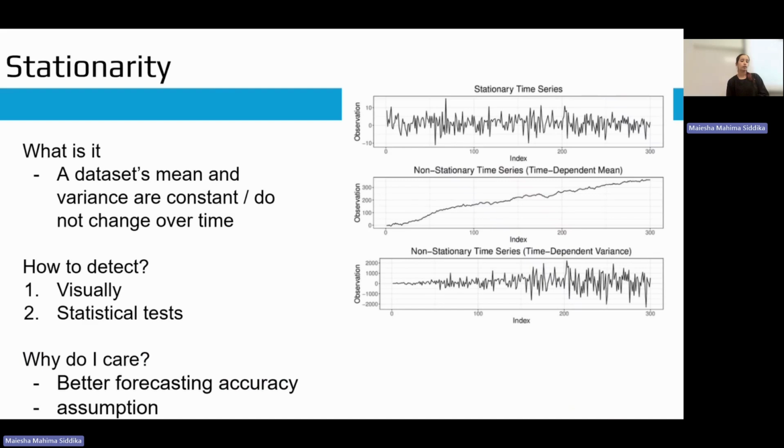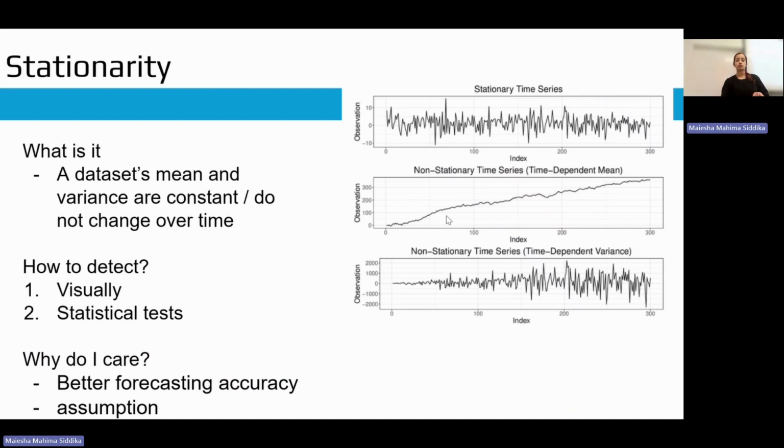Stationarity. So what is stationarity? This basically means when a dataset's mean and variance are constant and do not change over time. So this is what a stationary time series would look like. You can see that the mean is consistent. It's not increasing, it's not decreasing. And then you can also see the variance, or maybe volatility, is again consistent. There aren't big peaks and troughs. It's the same amount of variation consistently.